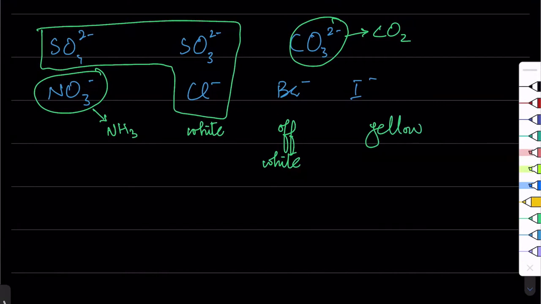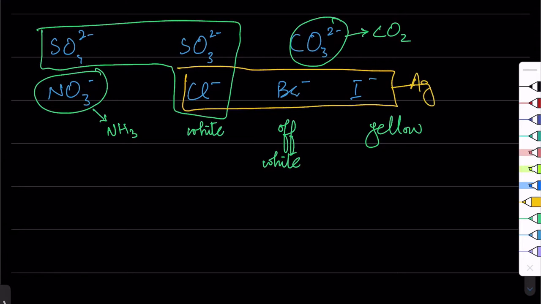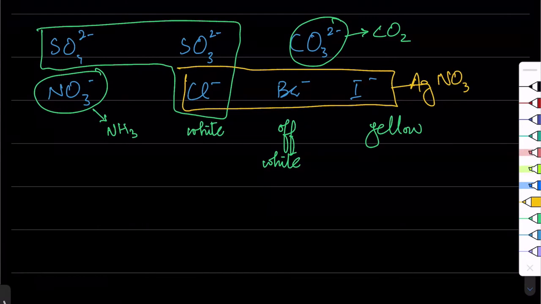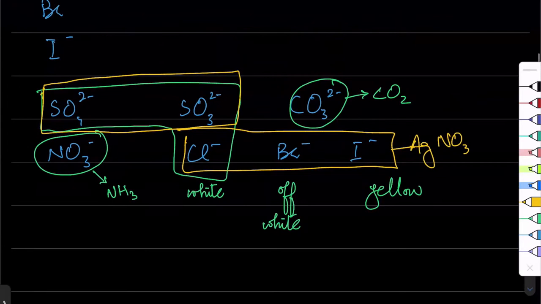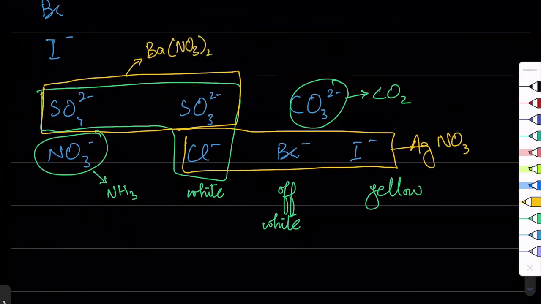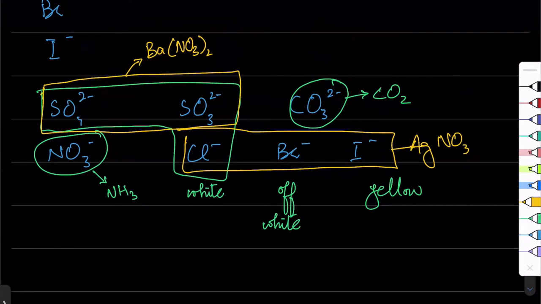Okay. And how does that work? With halides, you give silver ion. Now, where do you get silver ion? Anything that's soluble. So I could pick silver nitrate. With silver nitrate, I'm going to get white, off-white, yellow. For these two, I'm going to add barium nitrate. Again, barium ion is required, so I use barium nitrate because that is soluble, and that gives me white precipitate. Okay, so that's the idea.